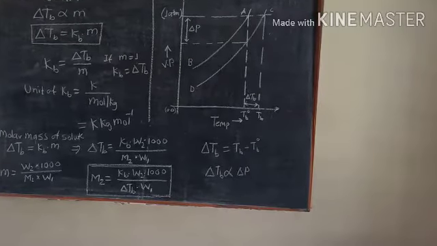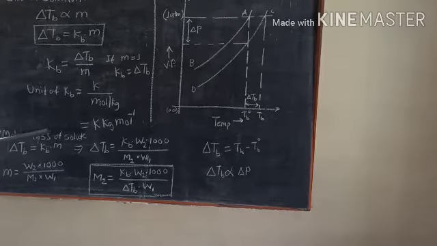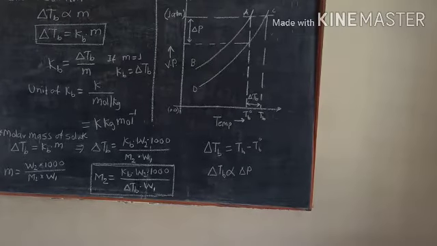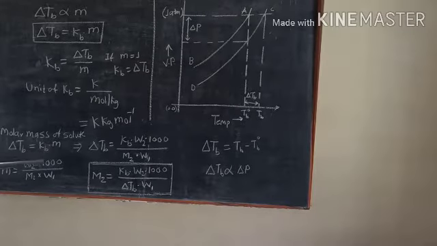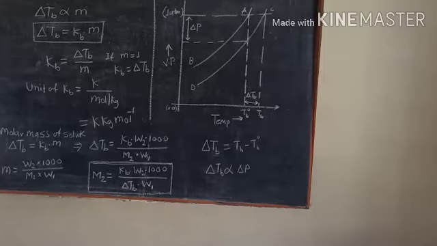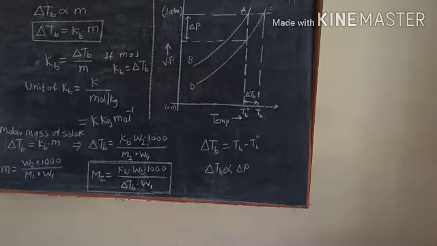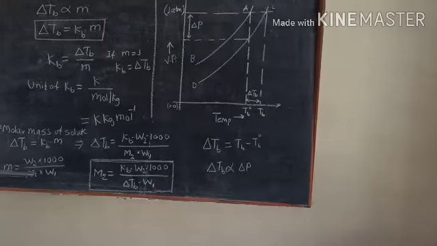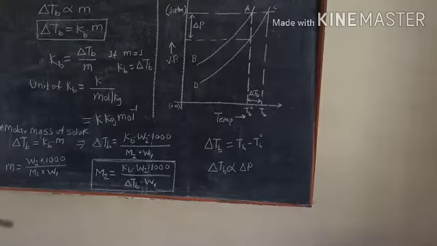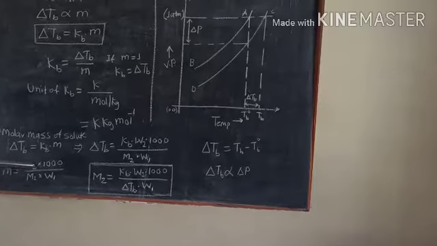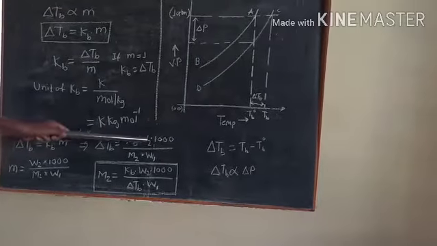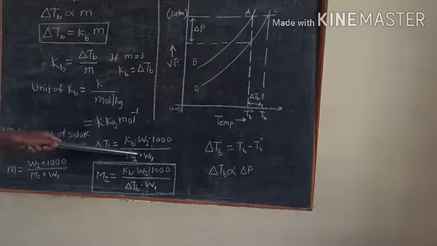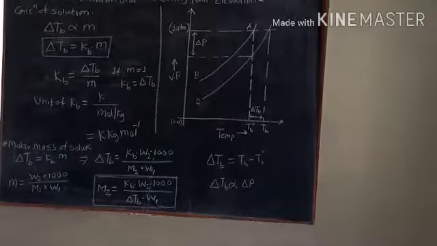Next point is determination of the molar mass of solute by using boiling point elevation. We know that delta Tb is equal to Kb into m. m means the molality of the solution. Molality can be denoted by the formula m is equal to W2 into 1000 divided by M2 into W1. Putting this value in the above equation, delta TB is equal to KB into W2 into 1000 divided by M2 into W1. Rearrange the equation.